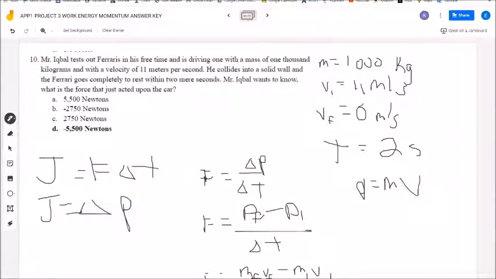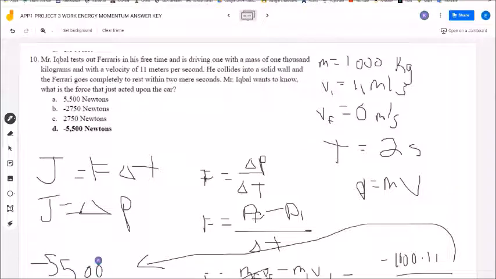V final is 0, so everything goes to 0. We can rewrite it as negative M1 V1 over delta T, which is 2. M1 we know is 1,000, so let's put 1,000, times 11 meters per second, all over 2. If you do the algebra, 1,000 times 11 divided by 2 gives us negative 5,500 newtons. This is kg, this is meters per second, this is seconds. This is 5,500 newtons, and it's negative.